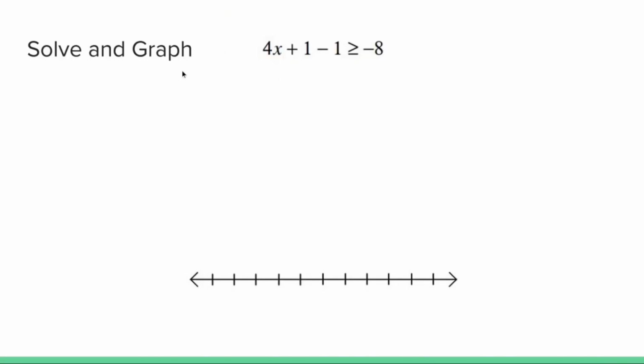Let's solve and graph an inequality. These are fun. The way you solve and graph inequalities is exactly the same way you solve, well, not graph, a regular equality. So first, I notice that I have 1 minus 1 on the left. Let's just combine those and get rid of it. It becomes 0. Now what I have is 4x is greater than or equal to negative 8. Let's divide both sides by 4, and now x is all alone: x is greater than or equal to negative 2.